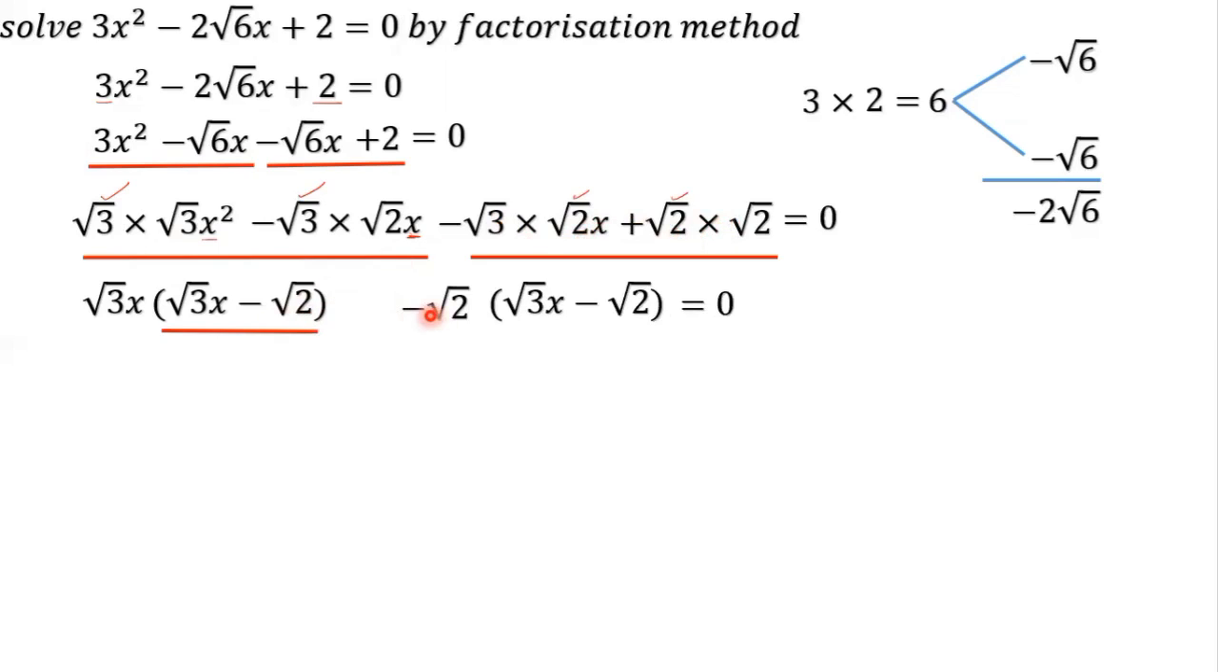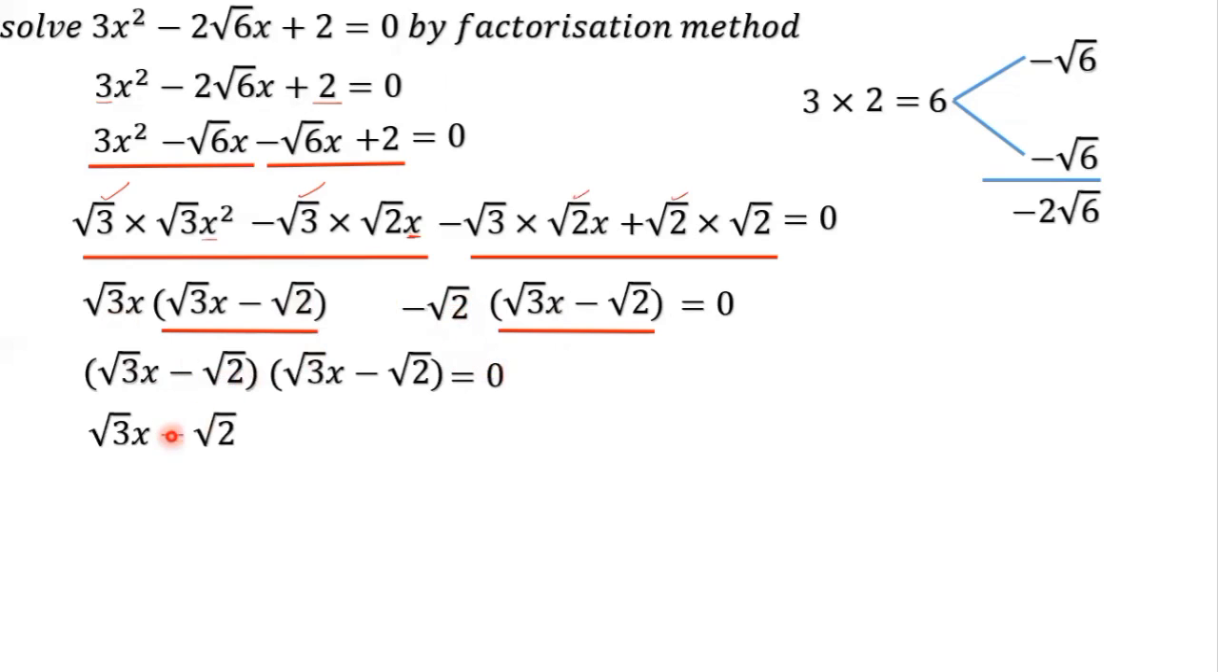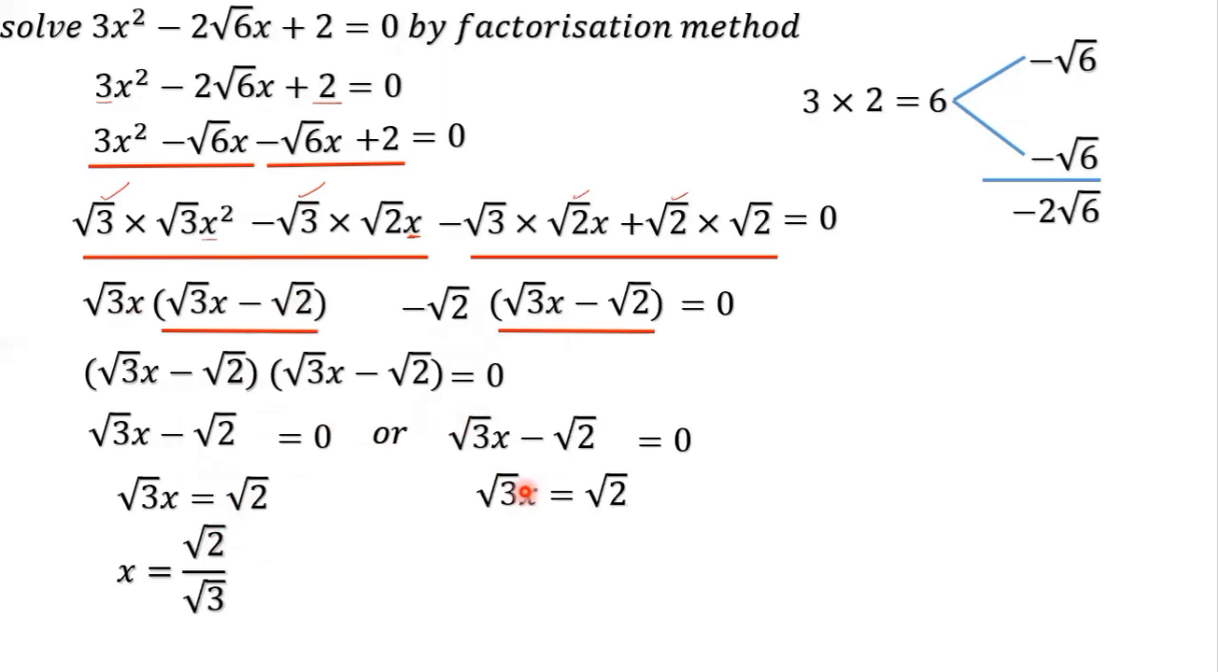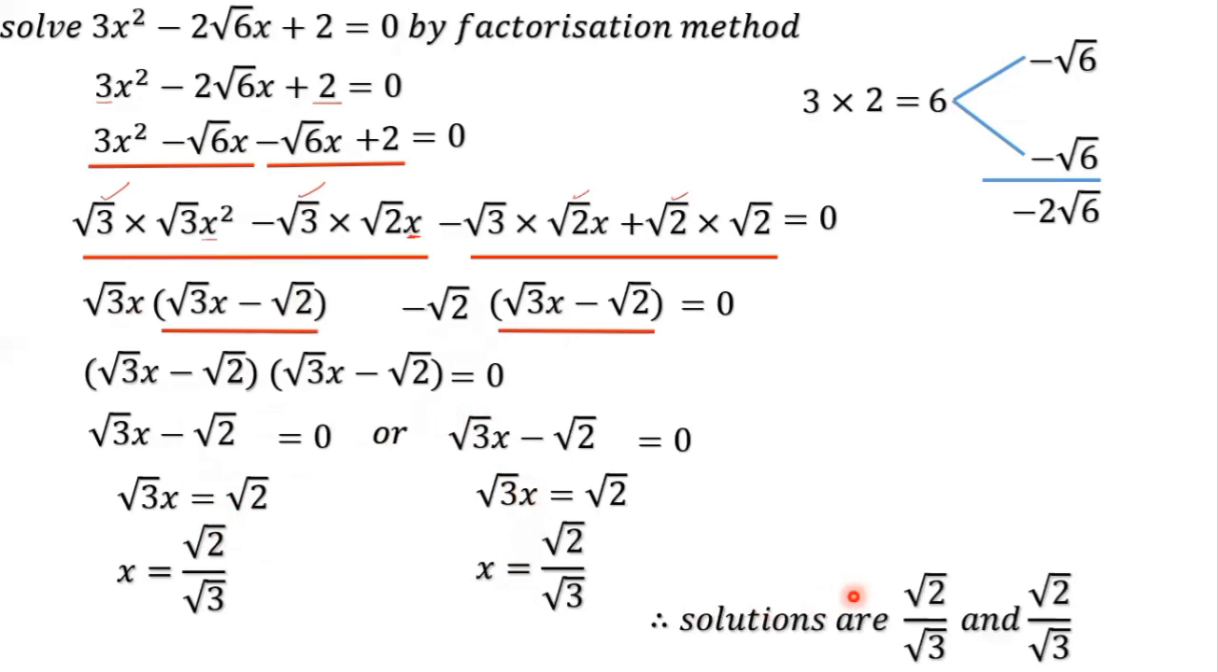Now root 3x minus root 2 into root 3x minus root 2 is equal to 0. So root 3x minus root 2 is equal to 0 or root 3x minus root 2 is equal to 0. So root 3x is equal to root 2, x is equal to root 2 by root 3 and x is equal to root 2 by root 3. So solutions are root 2 by root 3 and root 2 by root 3.